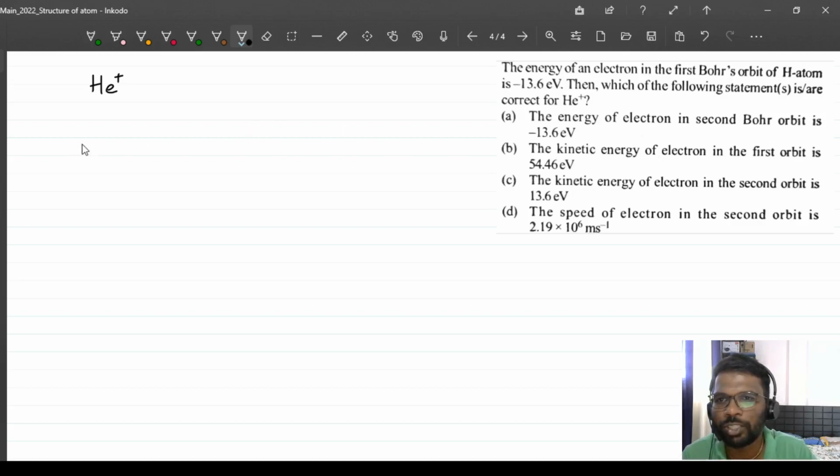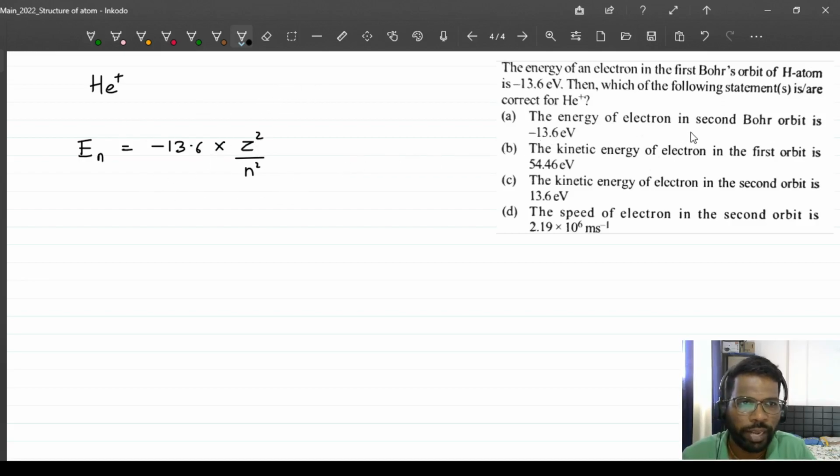So how is energy given? Energy is given as En is equal to minus 13.6 into Z square by n square, right? So this is minus 13.6, and for the first Bohr orbit n is equal to 1 and Z is also equal to 1 for hydrogen. So that time it is En is equal to minus 13.6.